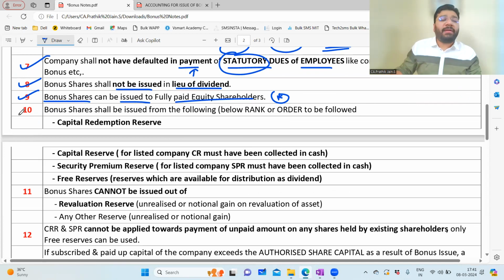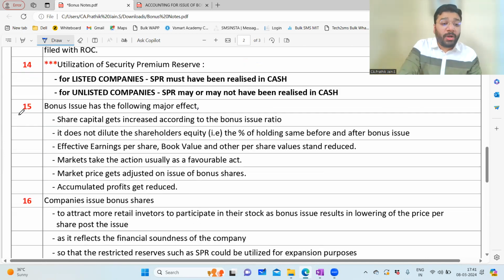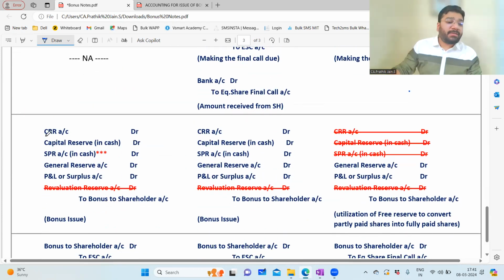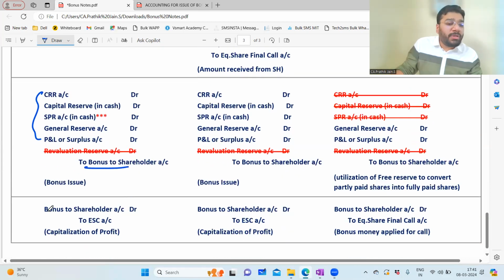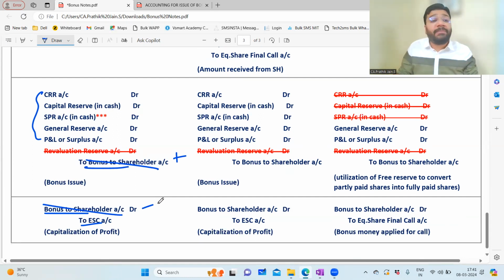Now, guys, all of you know that the journal entry for issuing bonus shares is what? First is different types of reserves account debit to bonus to shareholder. And the next entry is what? Bonus to shareholder to equity share capital. So if I combine both entries, what will happen? Bonus to shareholder credit plus and bonus to shareholder debit minus will get knocked off. So what is my ultimate entry? Reserve account debit to equity share capital. Which means we are transferring the funds from the reserve account to the capital account.